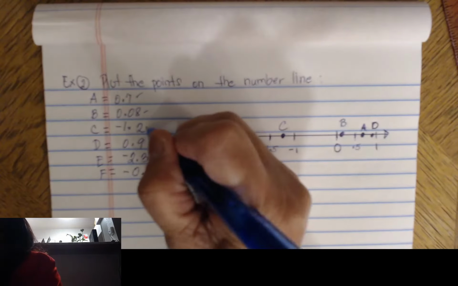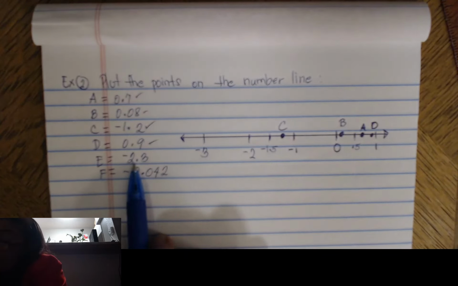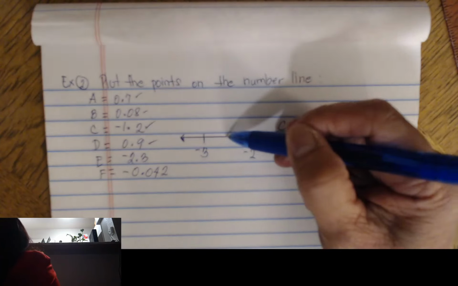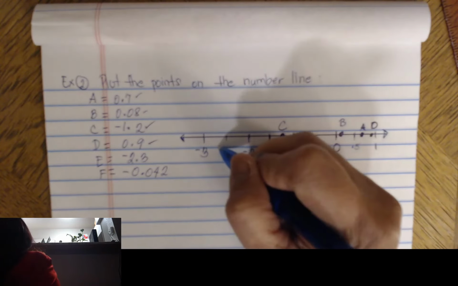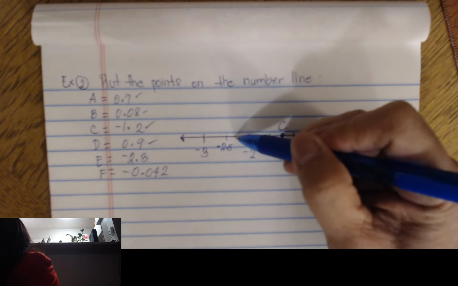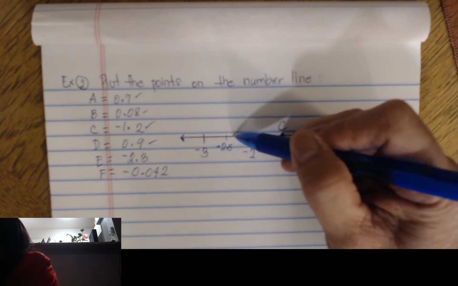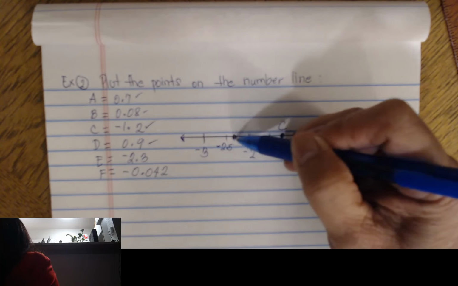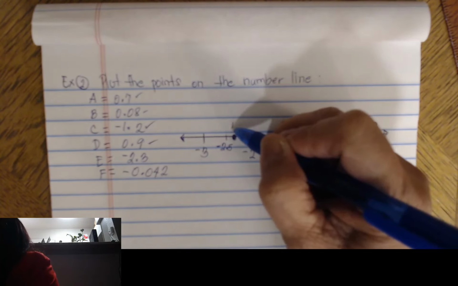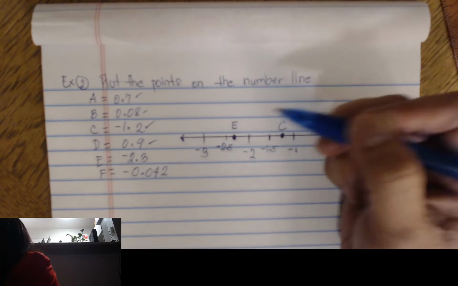What else do I have? Negative 2.3. So negative 2.3, I have to pass negative 2. Well, this is negative 2.5. Well, negative 2.3 is before that. So maybe I can approximate this part as negative 2.3. So that would be point E.